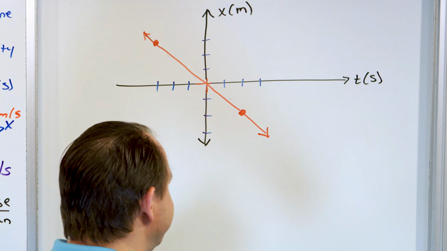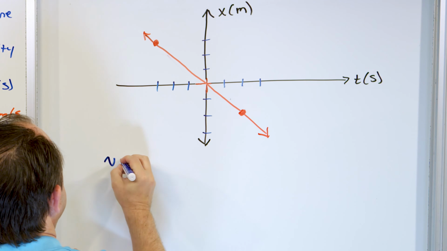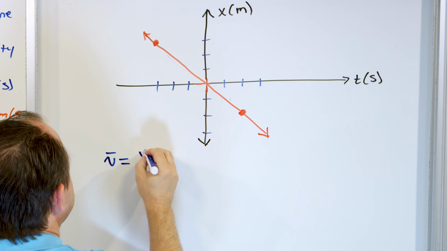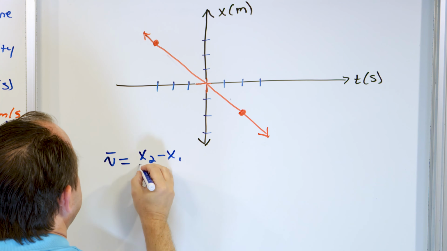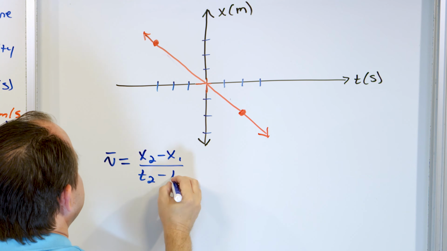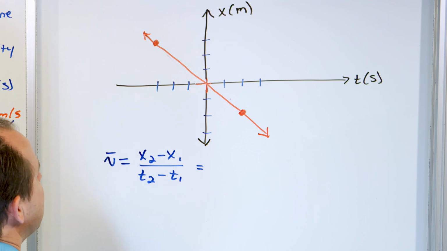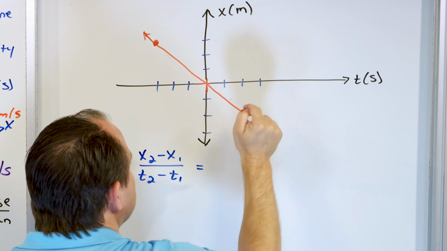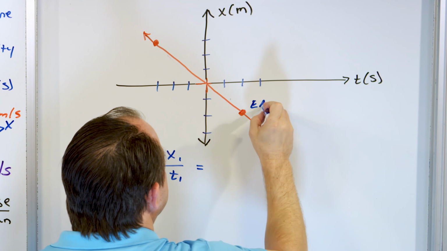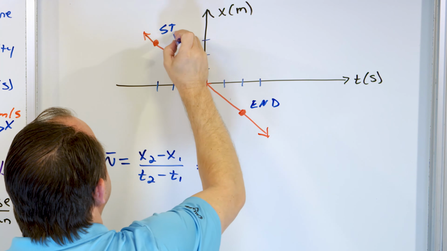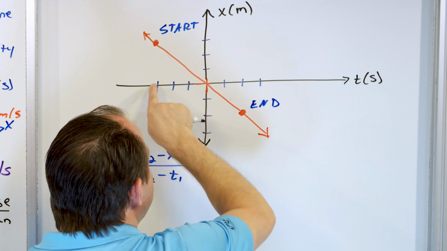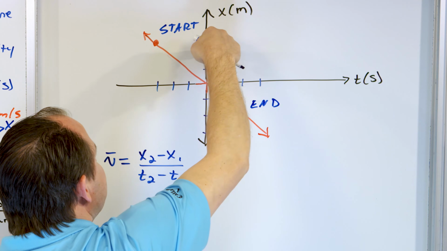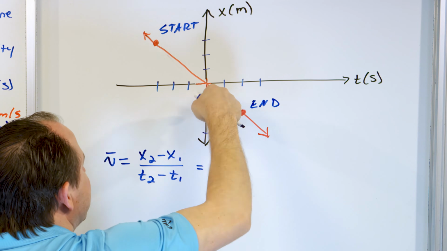Let's calculate it. So the average velocity in this case is the same thing as always. It's x2 minus x1, the final minus initial, and then t2 minus t1, final minus initial. Now, time is marching along this direction. So this is the final, so this is the end, and this is the start, right? Because time is going this way, you're starting here, and you're traveling down the x direction, and you're ending right here.